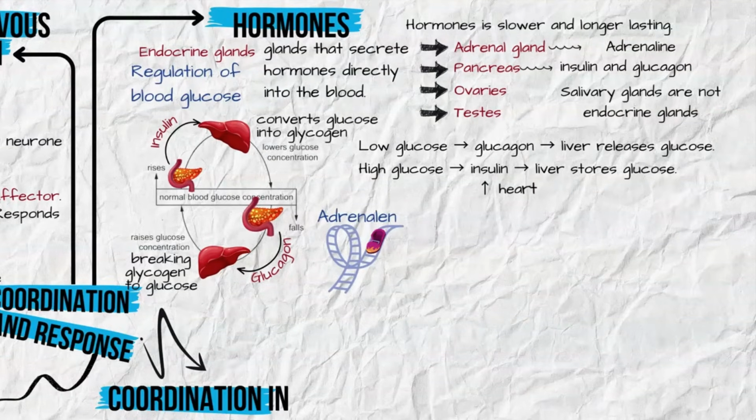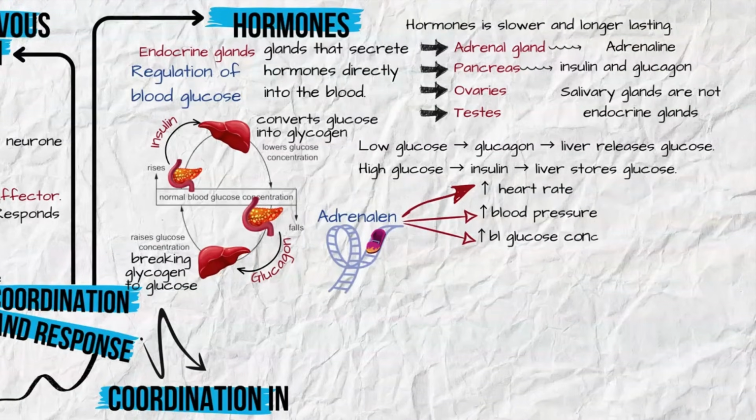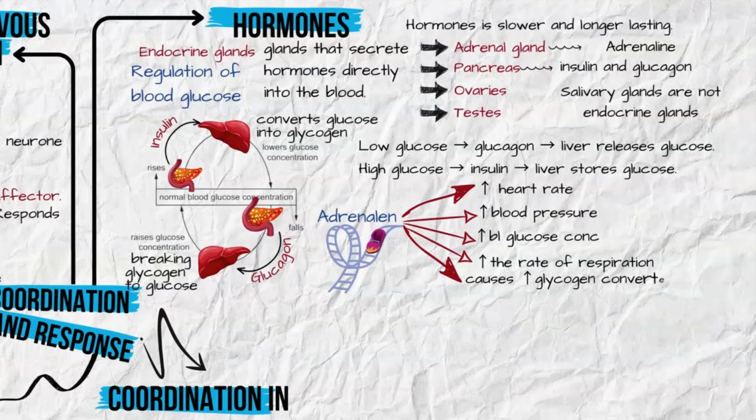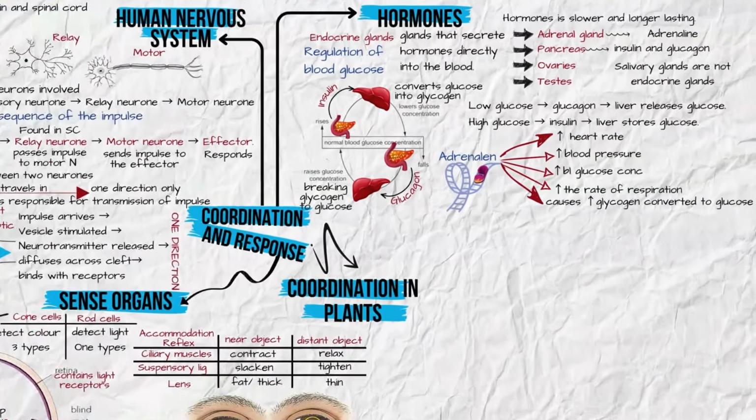It increases heart rate. It raises blood pressure. It increases blood glucose concentration. It increases the rate of respiration. It reduces blood flow to the gut, because blood is redirected to the muscles. One more important effect. Adrenaline causes more glycogen to be converted into glucose, so it gives the body more energy fast, for running, fighting, or reacting. That's everything you need to know from Scope of Paper 2 about hormones in this chapter.